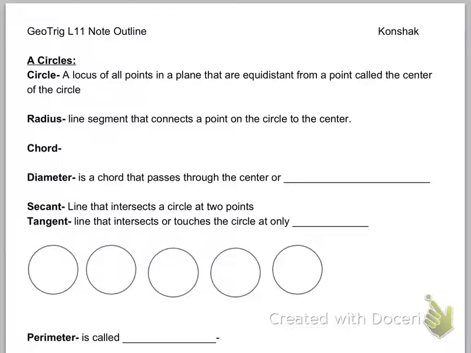A circle definition, the locus definition, guys. Locus means many. So, it is a locus of all, or many of all the points, or collection of all the points in a single plane, xy plane, that are equidistant from a point called the center of the circle. Okay? So everything is exactly the same distance away from the center.